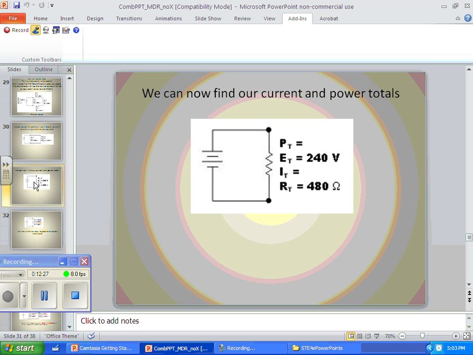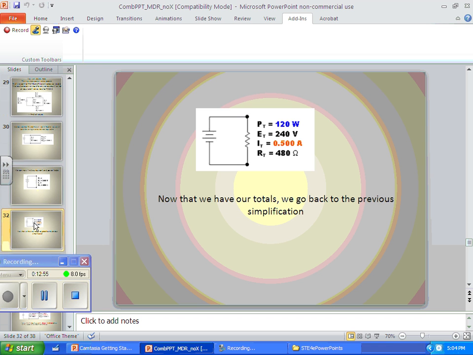Everybody agree with 480? Okay, and we know from the first slide, nobody remembers that slide anymore by now, that we had 240 volts as our supply voltage. So now we have 2 out of 3 things, and we can divide. We look at our 3x5 card. We know that we're going to divide the voltage by the resistance to get our current. And 240 divided by 480, even a blind man can see that's going to be a simple answer of half an amp, 0.5.